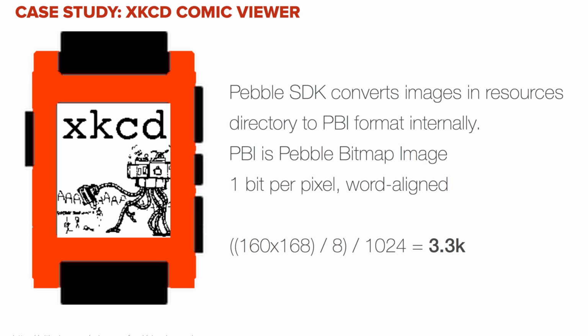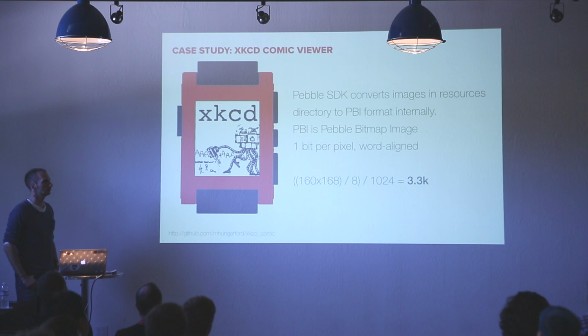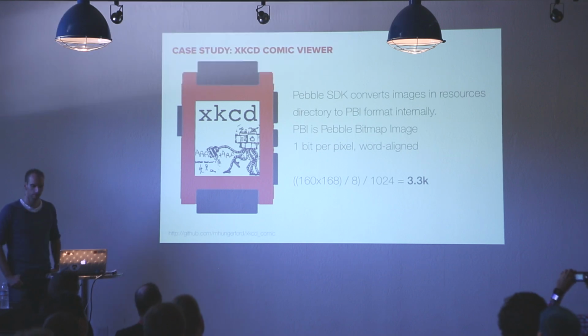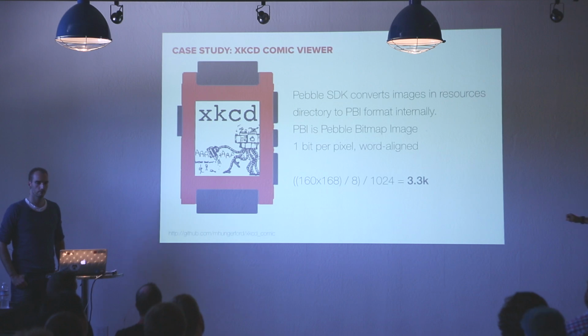So when you put images in your resource folder for the Pebble to put in the application, we actually convert the images for you over to PBIs, or Pebble bitmap images. The Pebble bitmap image is like the legacy bitmap format, where it's 1 bit per pixel. And for the way that we render it, we make everything word aligned. So for a full screen bitmap like I have here, it's going to be 160 wide, because it's 144 plus padding to the next word, times 168, our height, divided by 8, so we get bytes, divided by 1024, because we like to read it in kilobytes, and it's 3.3 kilobytes for that one image.